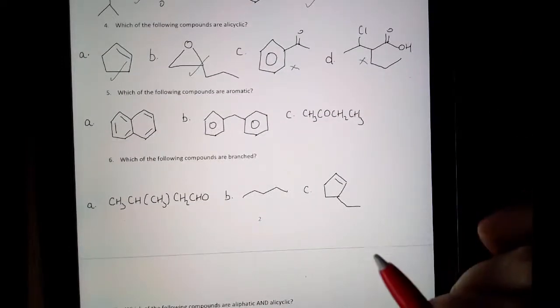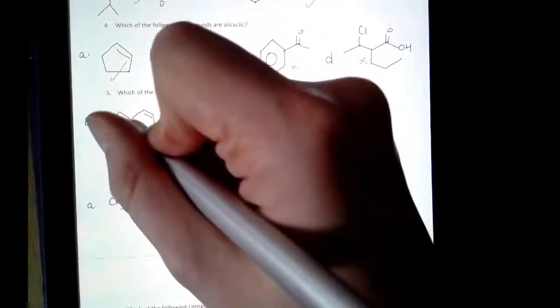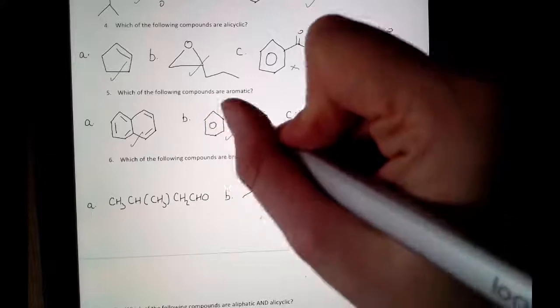Which of the following are aromatic? Aromatic must contain at least one benzene ring. Here I've got two rings fused together. The ring on the left has alternating double and single bonds. It is a benzene ring, so that's going to be aromatic. Here I've got two benzene rings. It's going to be aromatic.